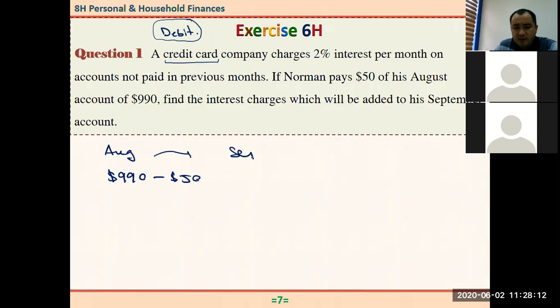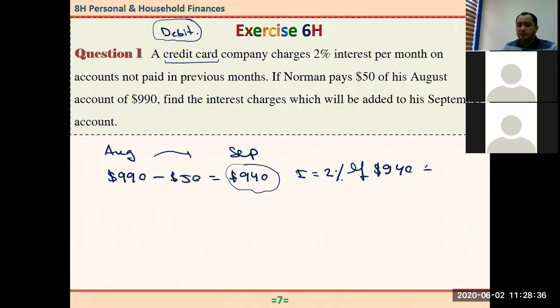And when we come to September, so he owes how much? $940. He was supposed to pay this money back to the bank, but he could not, right? So the bank says that since he could not pay this, now I'm going to charge this interest. So the interest on this money is 2% of 940, which is equal to 0.02 times 940. That's equal to 18.80. So that means that now you need to pay this additional amount to the bank.